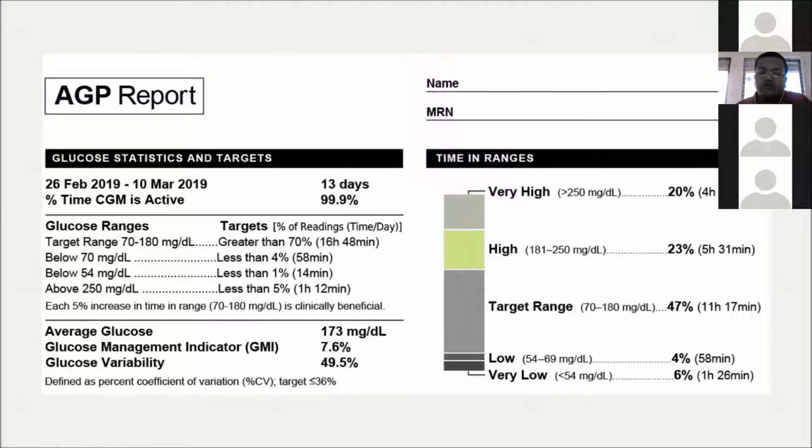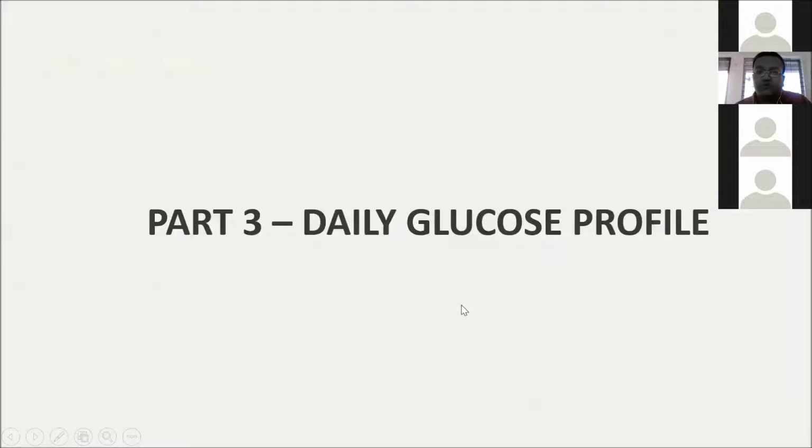We have also talked about variability or fluctuations. Ideally, it should be less than 36%, which has been obtained from various data. This time in range, which we showed earlier, should be within this green zone. As we know the traffic light system, green is go, red and yellow are not the ones which are preferred. So the below ones in red and the above ones in yellow and orange are not the targets which should be obtained.